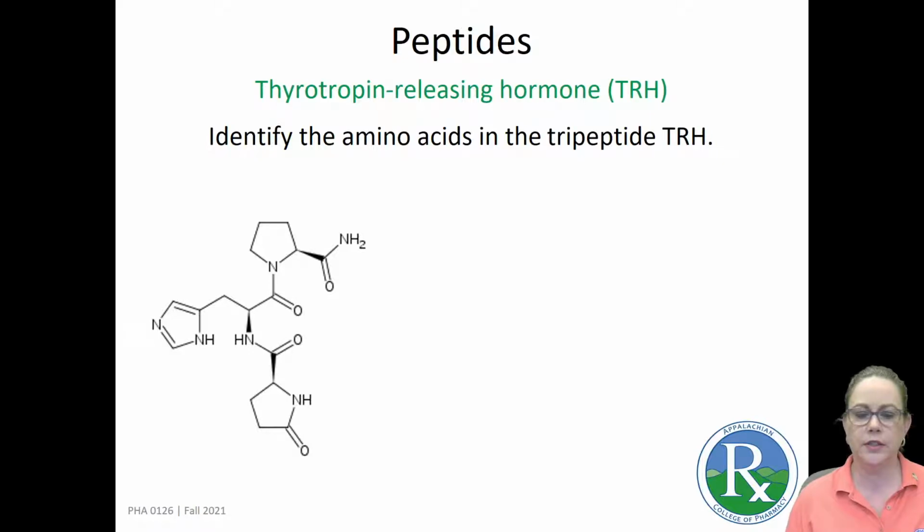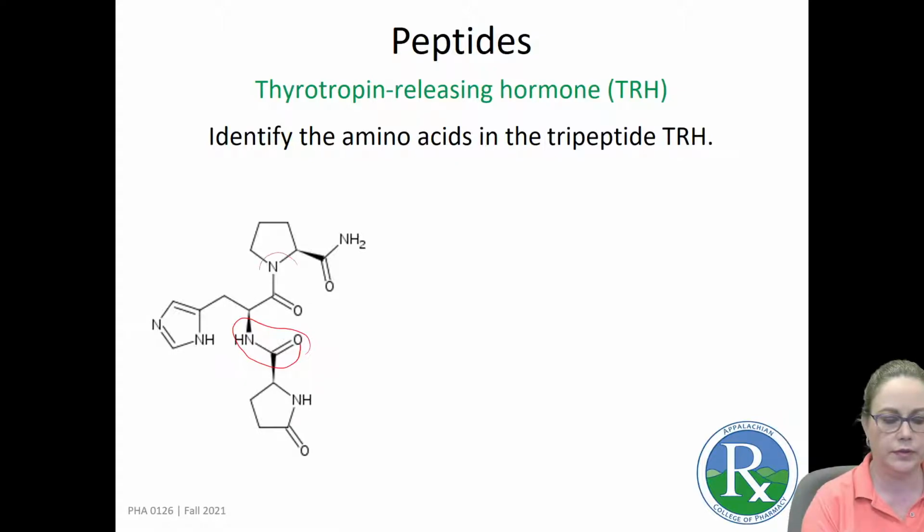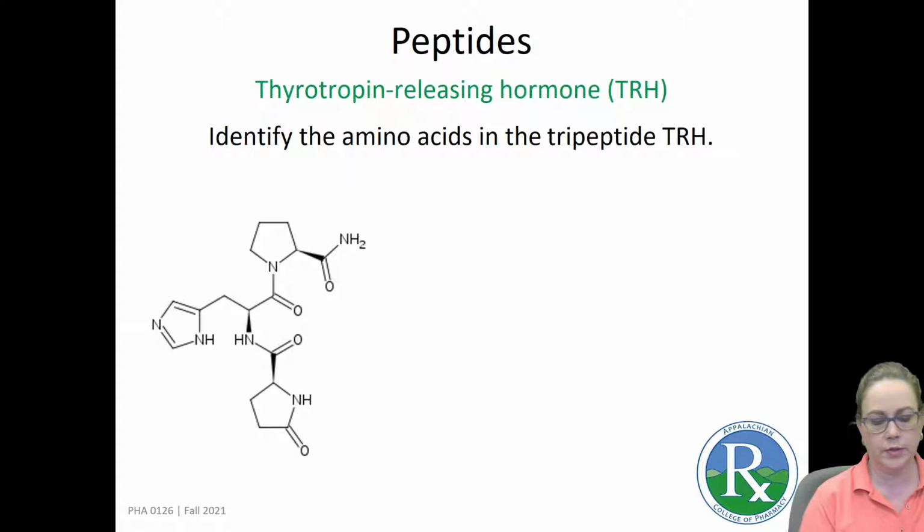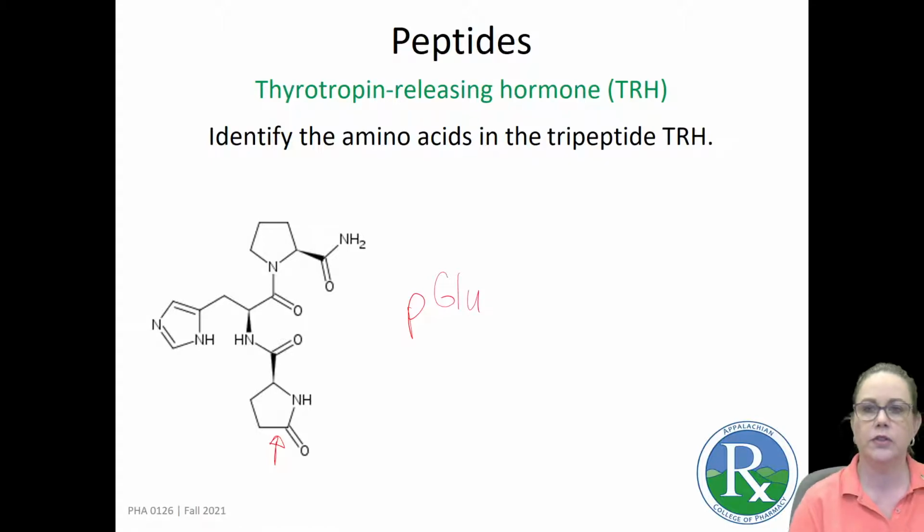So we can take a look at our tripeptide TRH shown here, and we can identify our peptide bonds. There's our first and the second peptide bond. What we're going to do with our sequence, we don't want to be fooled. We know a common internal modification is the formation of the P-glue. So that is our first residue in this peptide chain.